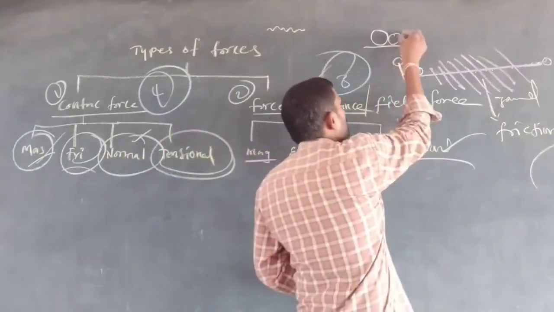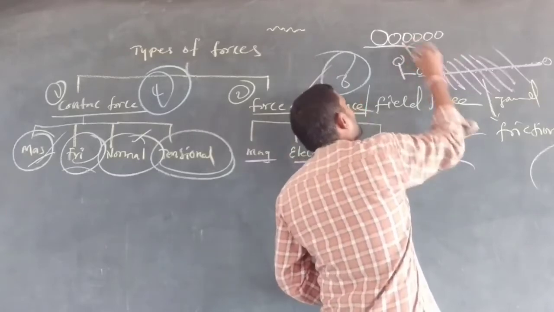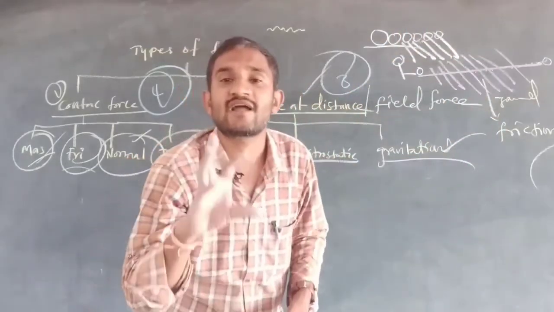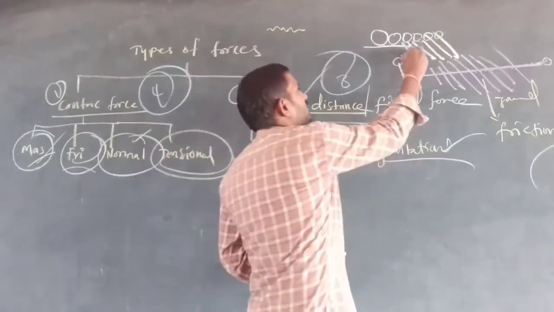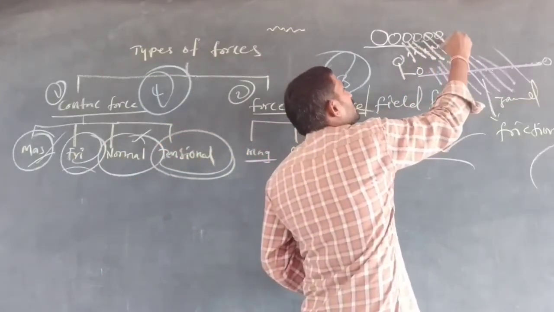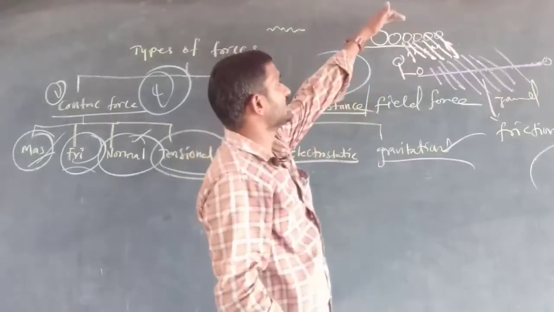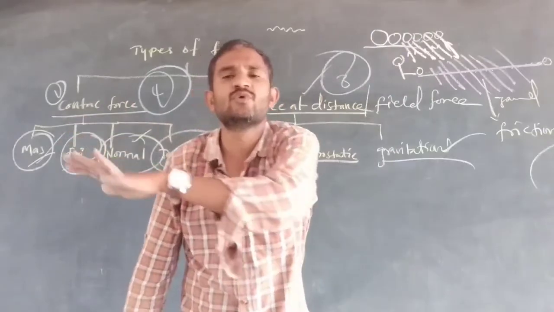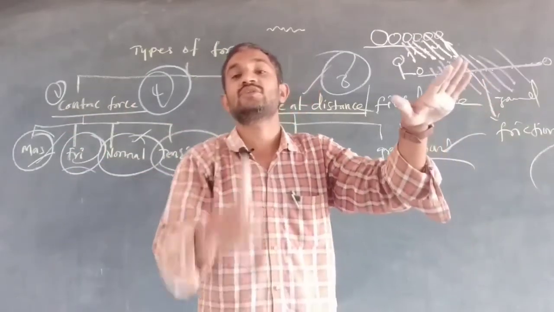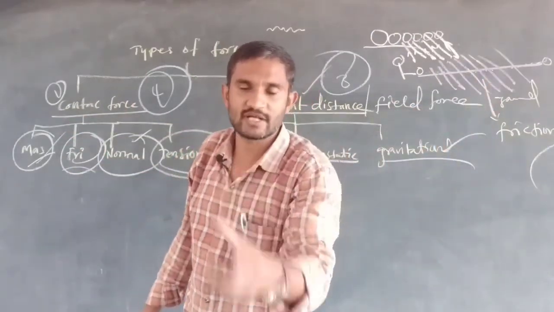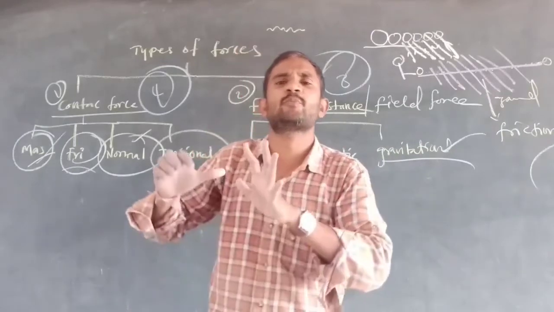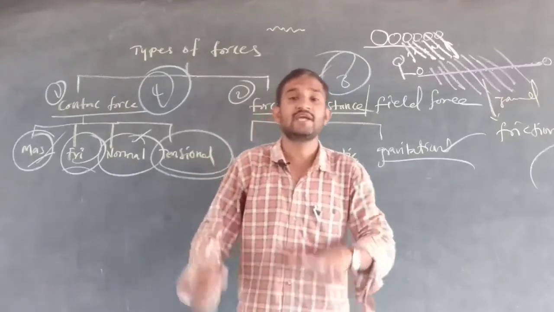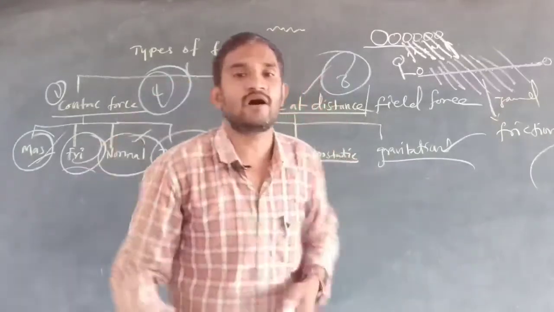When it starts to move, at that time the frictional forces are working against it. Frictional forces are working against this ball. Any object which is moving on a path, the frictional forces will work against it. Friction always prevents the momentum of the object.